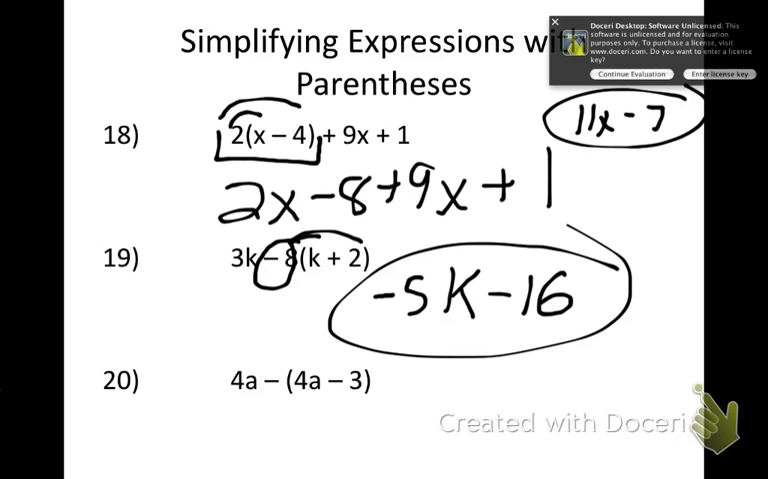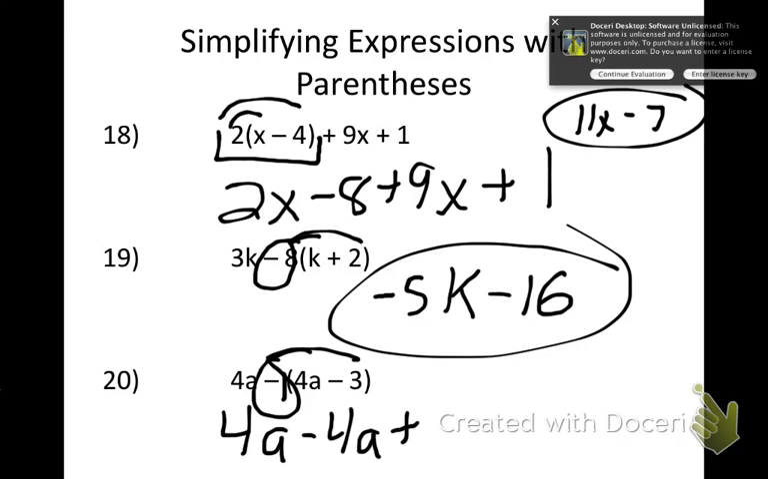Okay, 20. What do you get for 20, Reagan? What do you have to distribute there? There's an invisible 1 there. So really what you're distributing is the negative 1. So if you distribute the negative 1, you get 4a minus 4a plus 3, which I can then combine and get what, Colin? 3. Just 3. Okay? When it's just the negative out there, you're going to distribute the negative to everything in the parentheses.